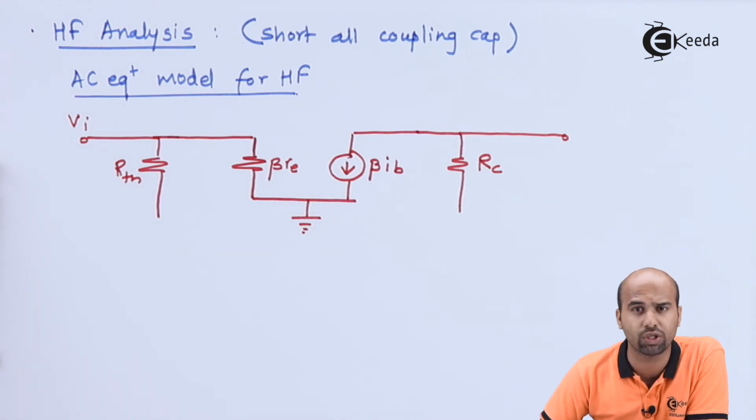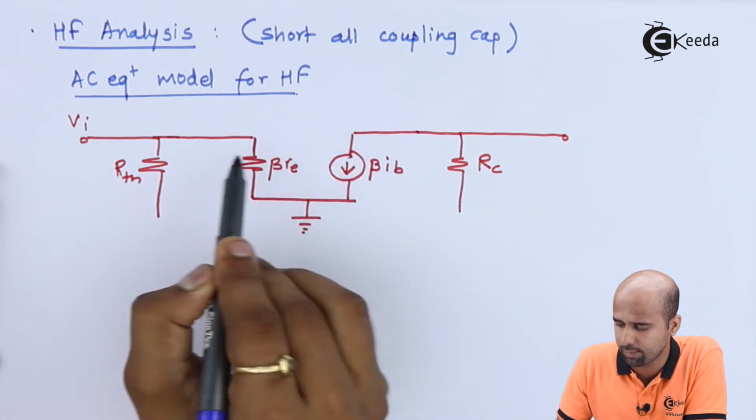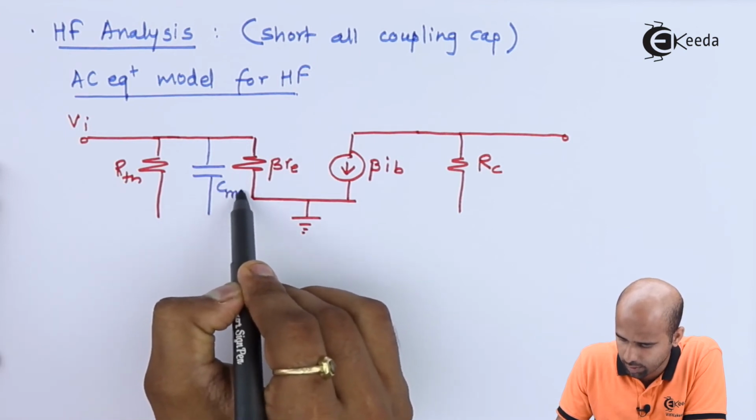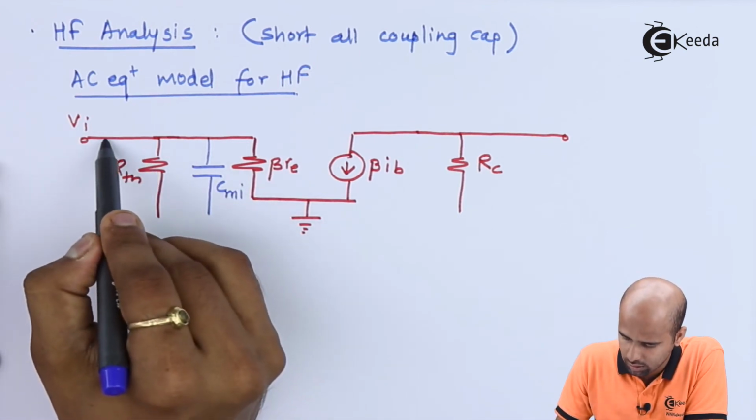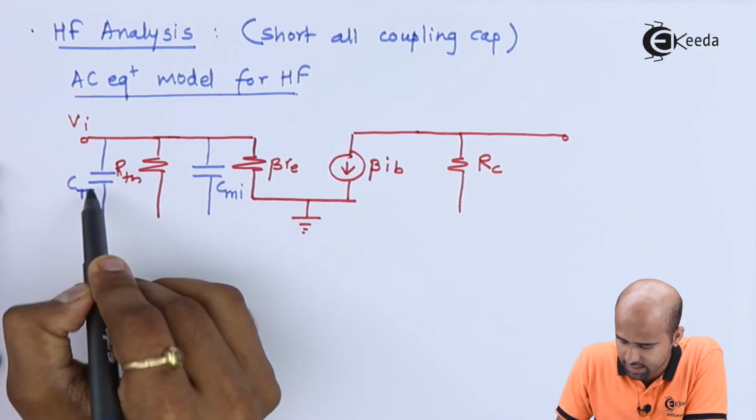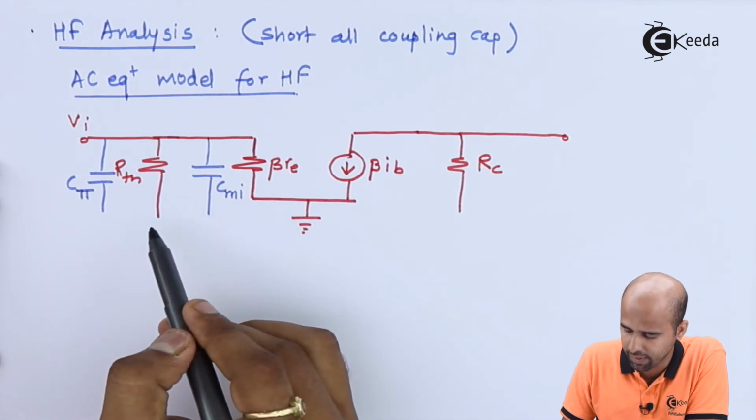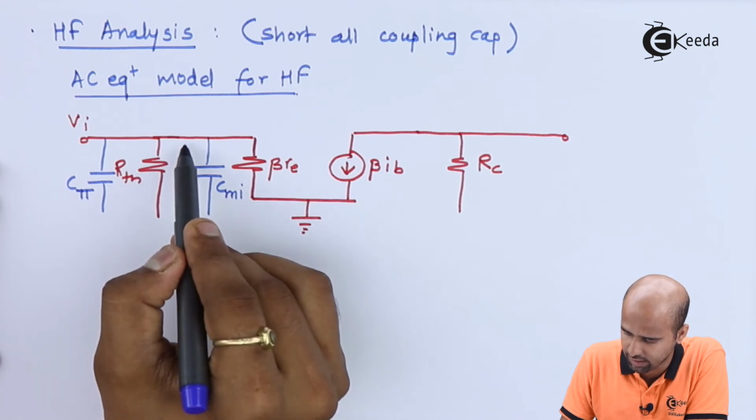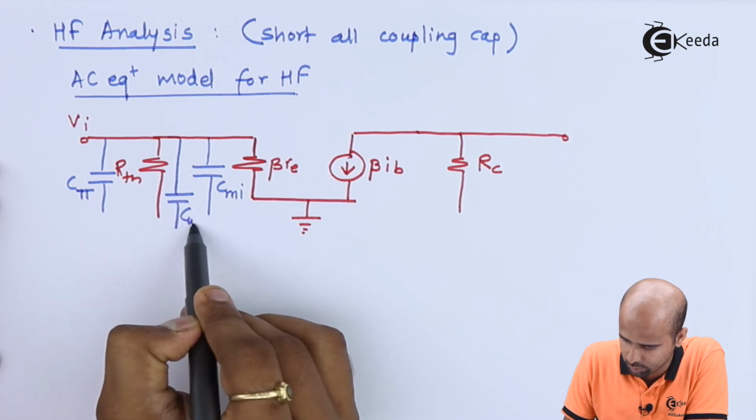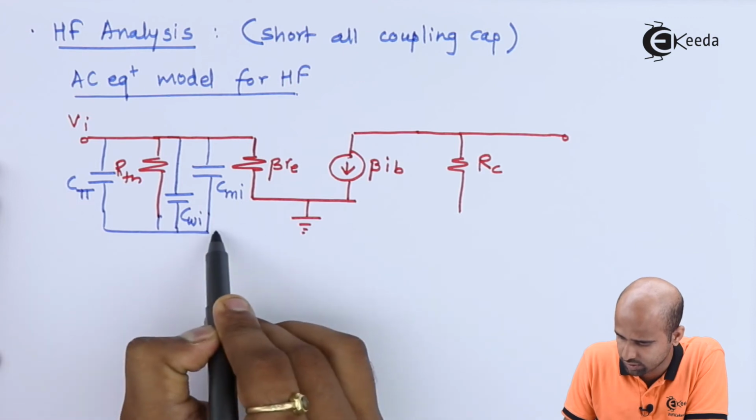About capacitors we have to include. Instead of drawing this C mu, I am writing this here CMI. At the input side we do have C pi, and that C pi itself will act as CBE. Wiring capacitance is given, so again I will add this wiring capacitance here as CWI, and all these capacitances are joined with ground.